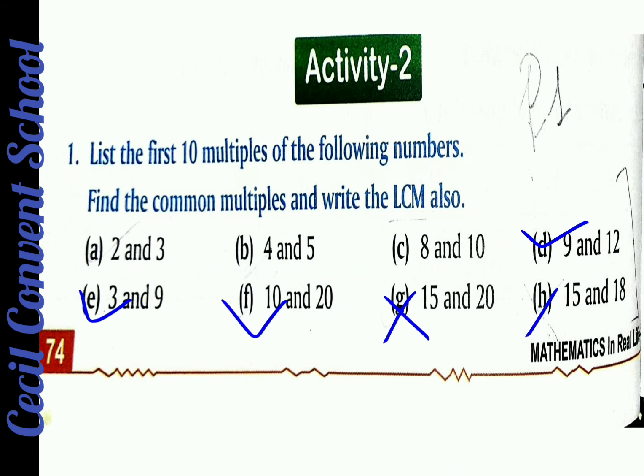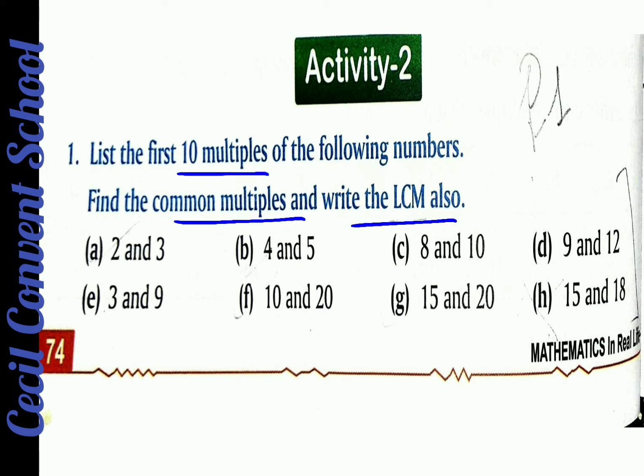Firstly, understand what we have to do in this question. List the first 10 multiples. Means you have to write down the table of the number which is given till 10. Means 2 tens, the 20, till there you have to write. Then you find the common multiple. Common multiple, which numbers are common in both the tables. That you have to circle. And then you find the LCM. LCM means lowest common multiple.